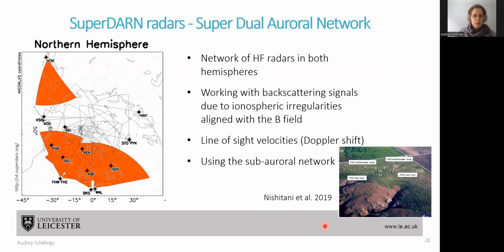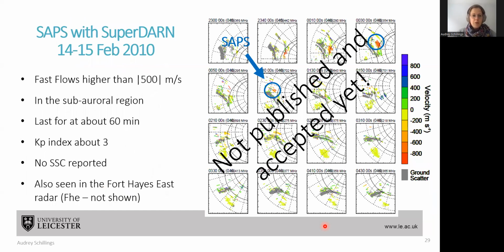So now I will show you some SAPS events, basically 2 events that I found. The first one is 14-15 of February 2010. So we looked for this polar plot. In this case, every plot is about 40 minutes apart.